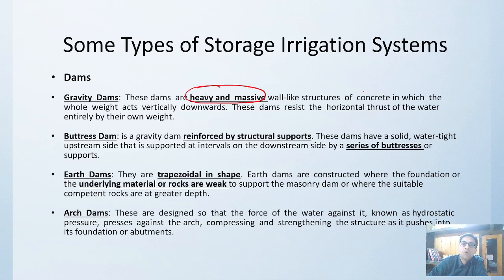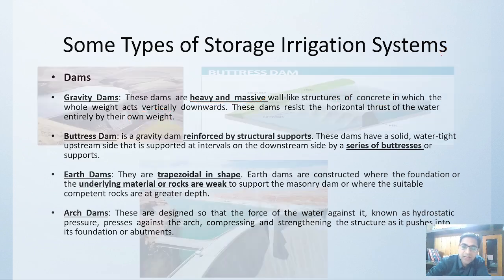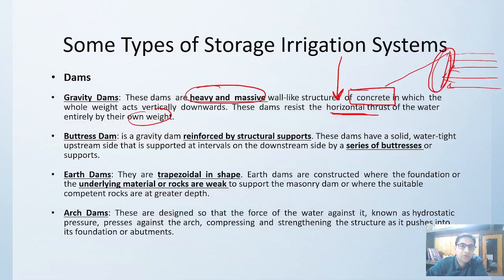They are made from heavy concrete, and their weight and the weight of the water act vertically downward. So these dams resist the horizontal thrust of water because of their weight only. If the dam is here and water is here, the water is pushing horizontally, so the dam's concrete wall is protecting against it. We can call this a concrete or gravity dam. Then we have the buttress dam.